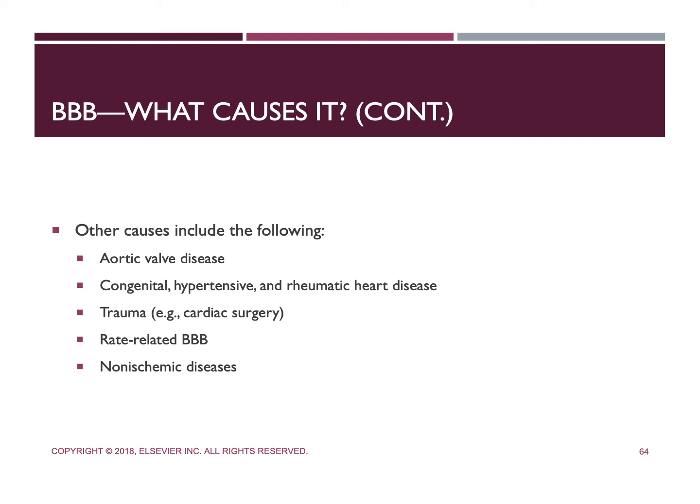So when the intermittent BBB is related to the patient's heart rate, it is referred to as a rate related bundle branch block. So, for example, the RR intervals of the QRS complexes that show bundle branch blocks are shorter when compared with the RR intervals of the normal QRS complexes. Non-ischemic diseases are also capable of producing a bundle branch block as well.